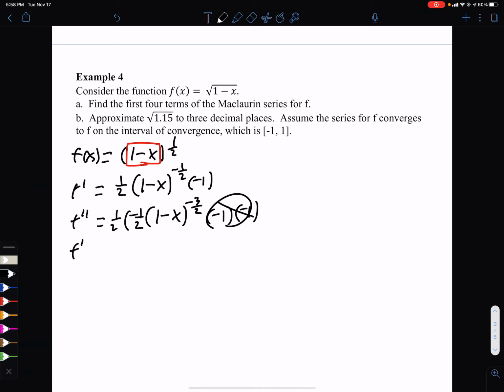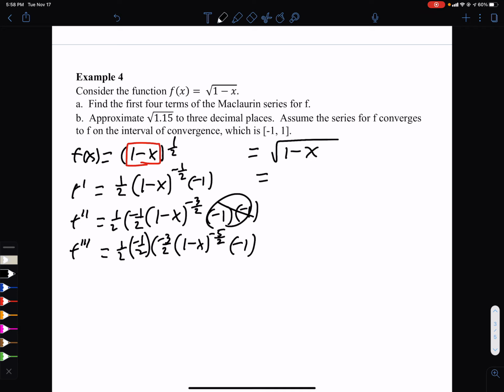Now, the last one, the third derivative: 1/2, negative 1/2, and then we're going to have negative 3/2. You move that in front, box, negative 5/2 times derivative box. So let me simplify all of these. Square root 1 minus x. This will be negative 1 over 2 radical 1 minus x. This will be, is it negative again? Negative 1 over 4 square root of 1 minus x cubed.